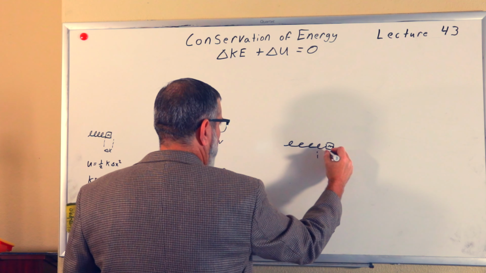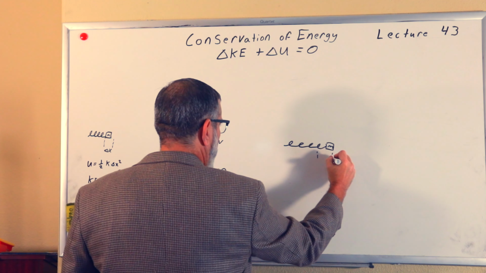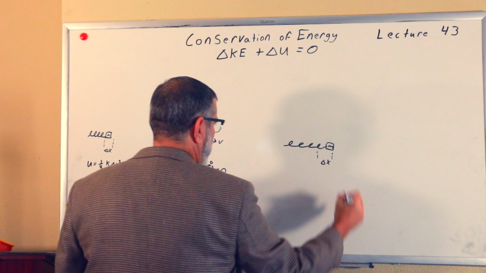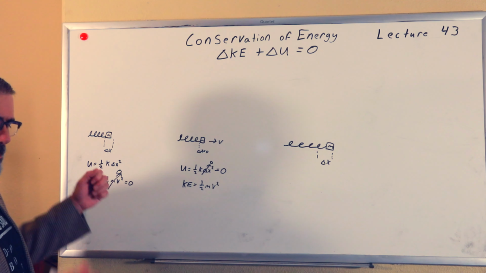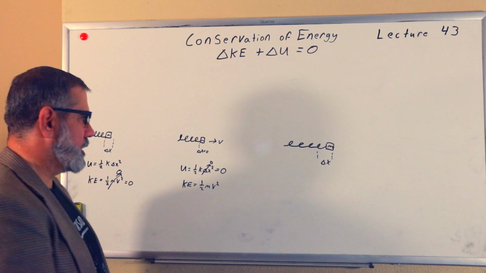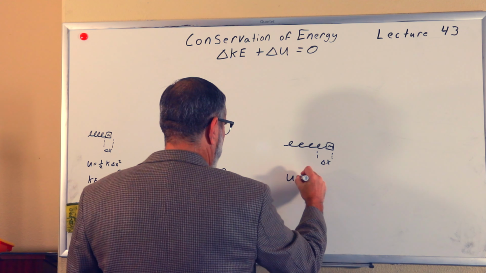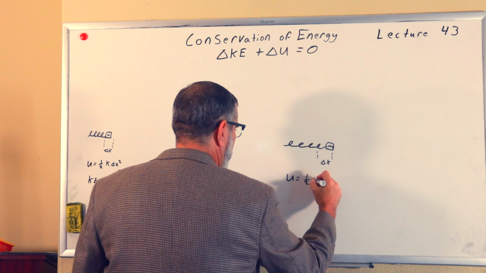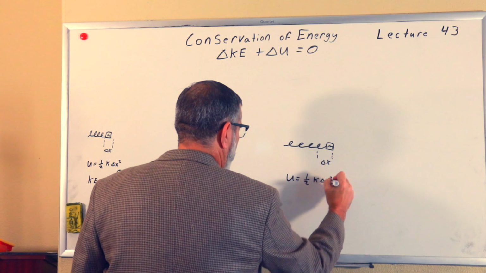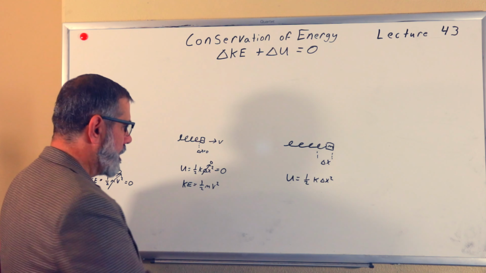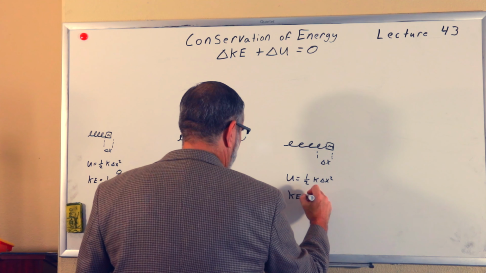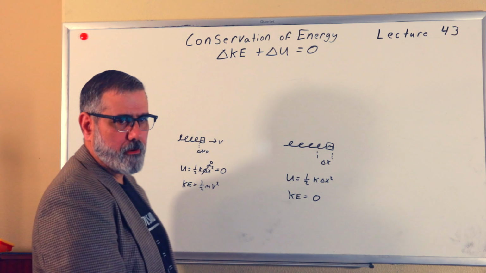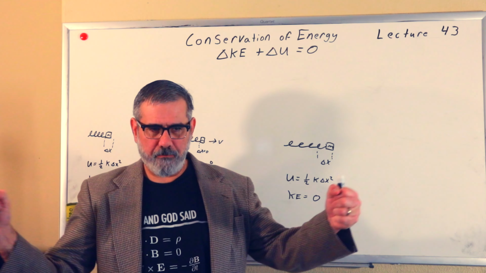And now it has a displacement again. Instead of being compressed by delta x, now it's stretched by delta x. So its potential energy, if it's completely lossless, is the same as it was over here: 1/2 k delta x squared. But its kinetic energy, of course, is 0 because it stopped moving at this point. It stretched out to its maximum stretch. So it's oscillating back and forth.